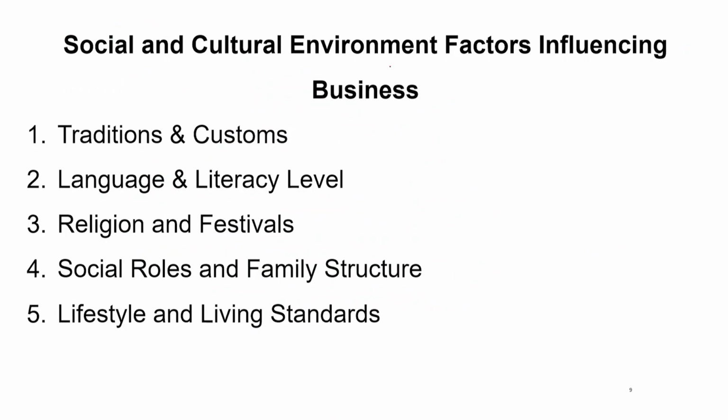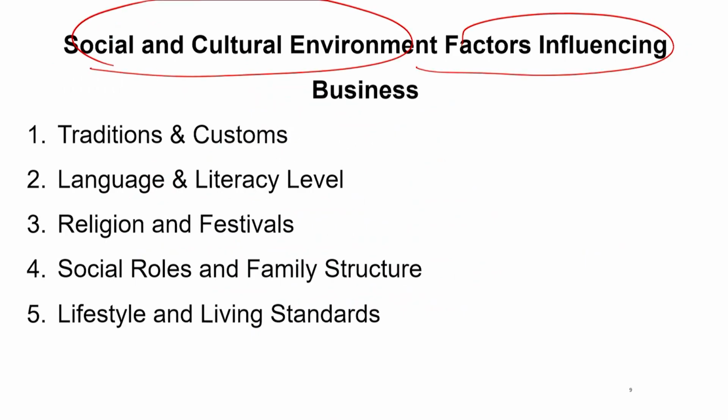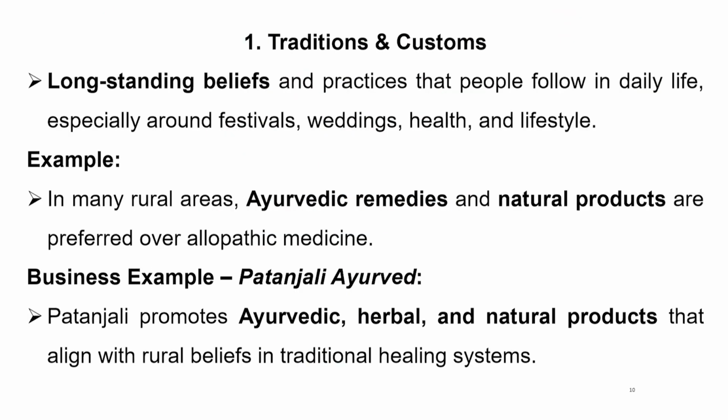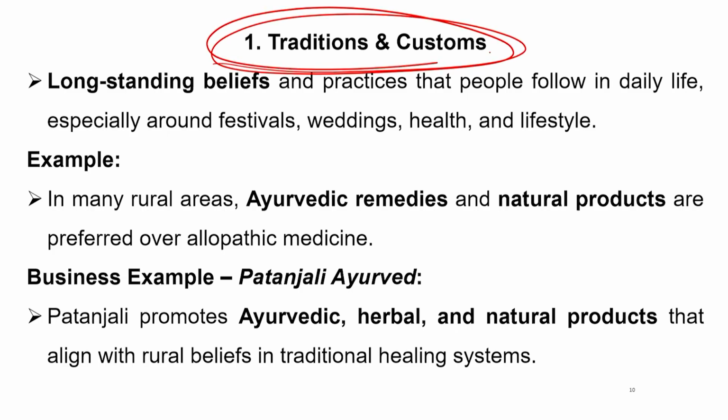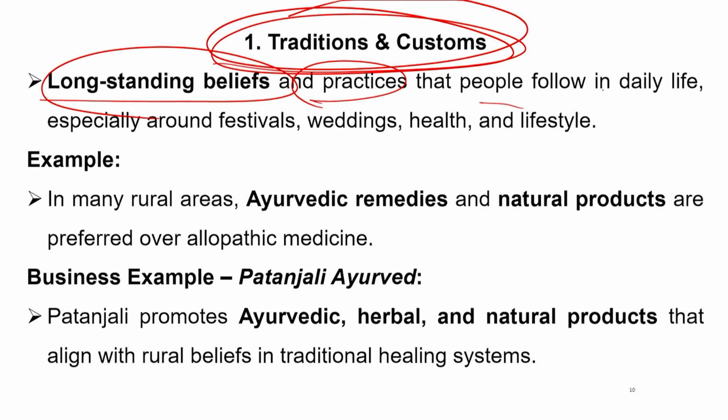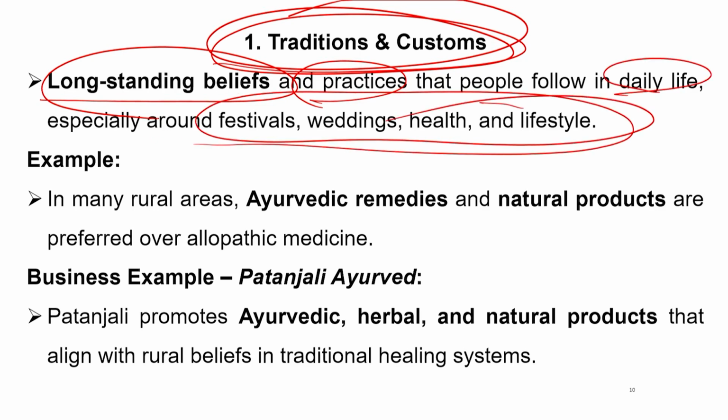Social and cultural, what are the factors influencing social and cultural? As I am telling again and again: tradition and customs, language and literacy level, religion and festival, social roles and family structure, lifestyle and living standards. Tradition and customs are long-standing beliefs and practices that people follow in daily life, especially around festivals, weddings, health and services.